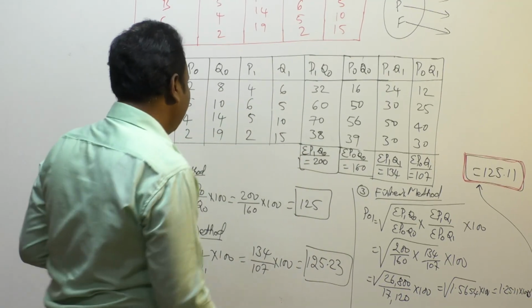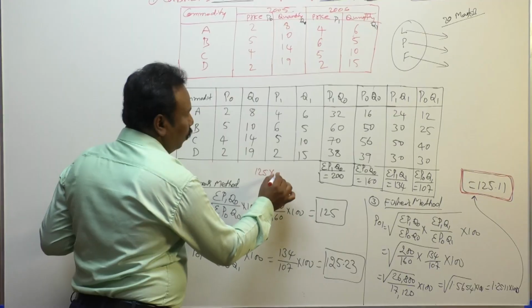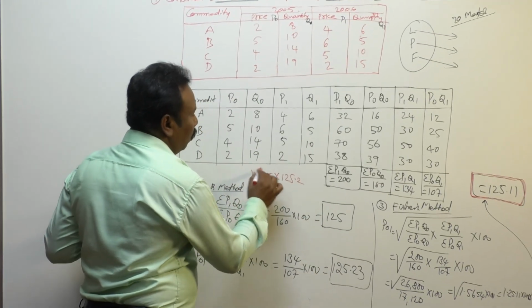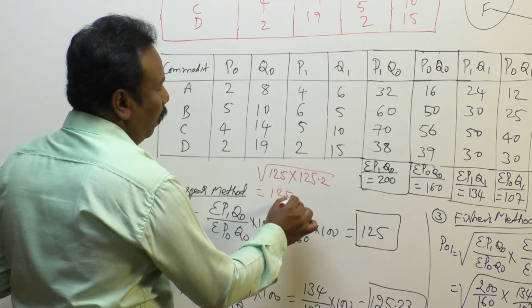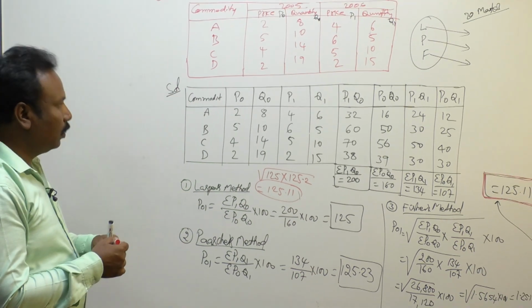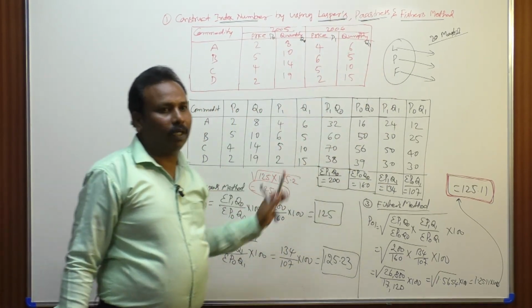We can also multiply these two, 125 into 125.23, and the square root of this gives 125.11. So these are the various methods: Laspeyres', Paasche's and the Fisher index method.